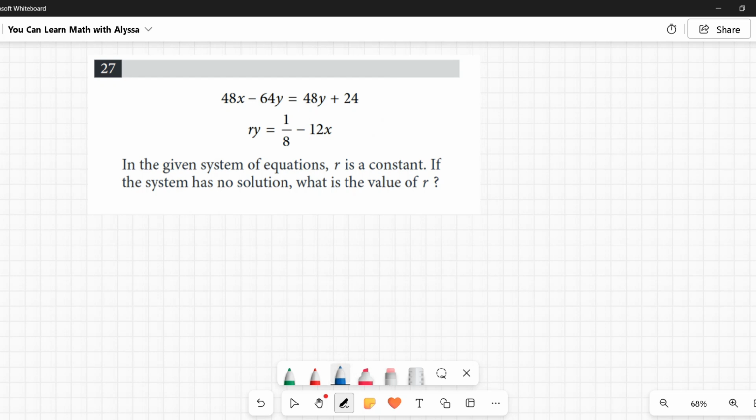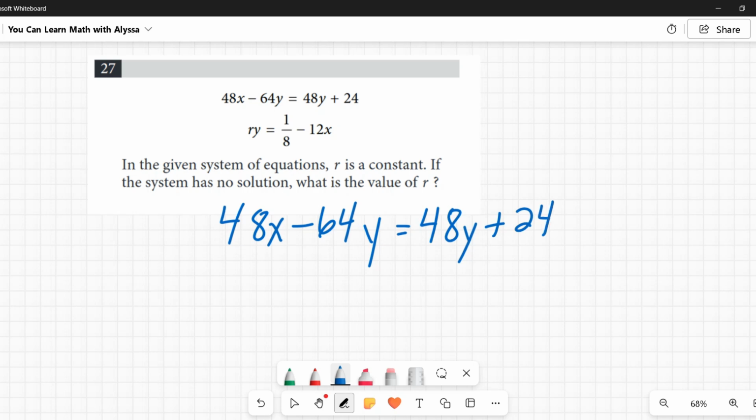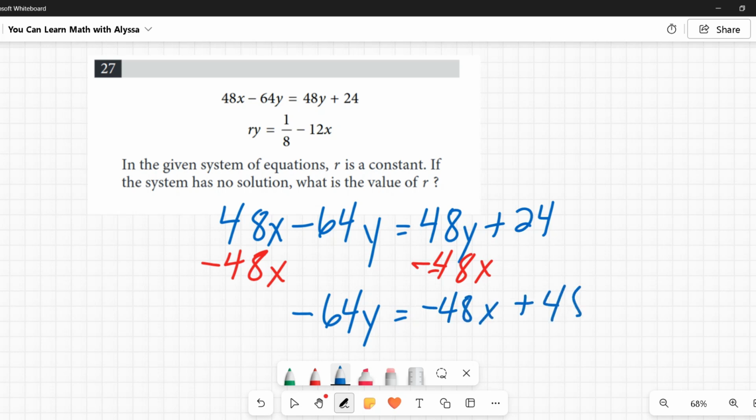Our first one, our top equation, 48x minus 64y equals 48y plus 24. We want y by itself, everything else on the right. It doesn't matter where you start, just as long as you get to that point. I'm going to move that positive 48x by subtracting 48x from both sides. That gets rid of it on the left. Then I have negative 64y equals negative 48x plus 48y plus 24.